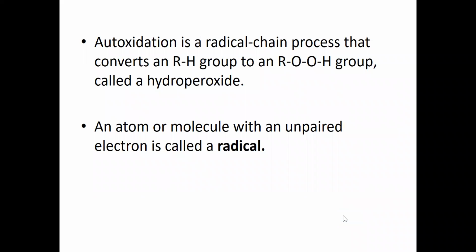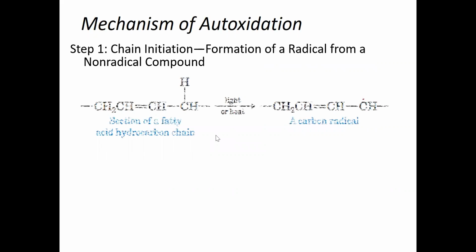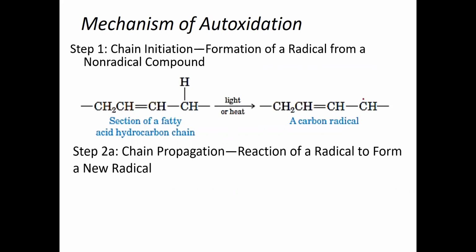Atoms or molecules with an unpaired electron are radicals, which we have already discussed. So in the auto-oxidation process, here is the mechanism. In the presence of heat and light, you produce a radical here. See that this is an allylic radical, because this carbon is adjacent to the double bond carbon.